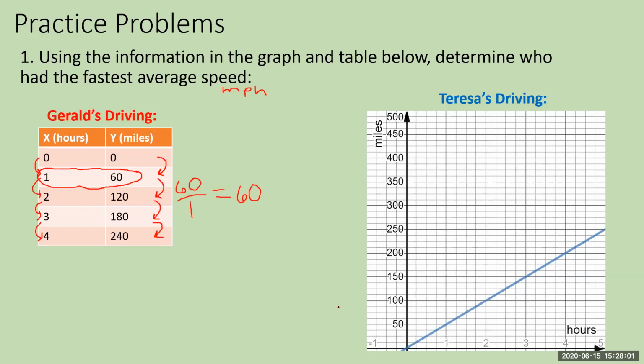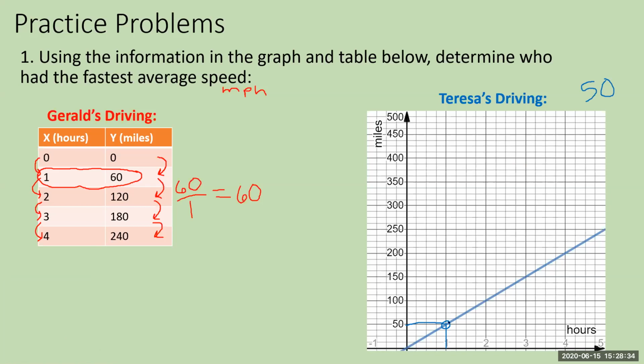What about Teresa? Well, fastest way to do that is to look at your graph, identify the point where the X value is 1. So that would be this point right here, right? When Teresa's driven 1 hour, she's gone 50 miles. So we could say her average speed, her unit rate, is going to be 50 miles per hour as well.